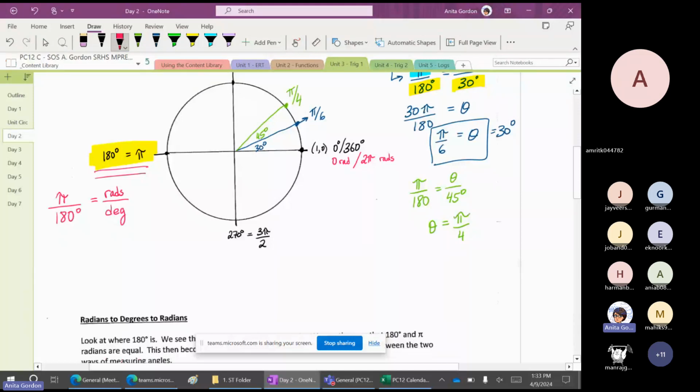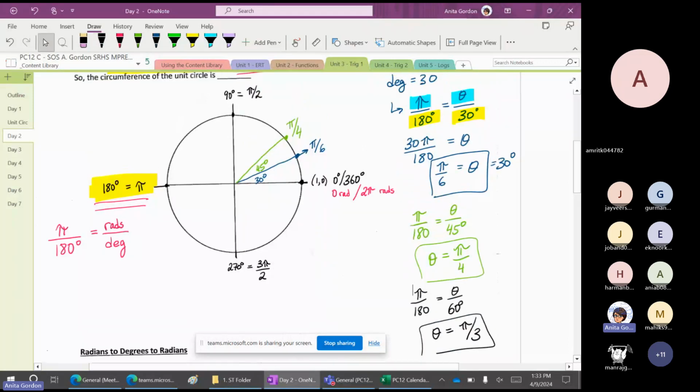Okay, and our last one is pi by 180 equals theta over, what's my next angle? 60 degrees. Pi by 3. Okay, so now I have rewritten my unit circle. I've done nothing new. I've just changed the measurements. Okay, all of the things now remain true.